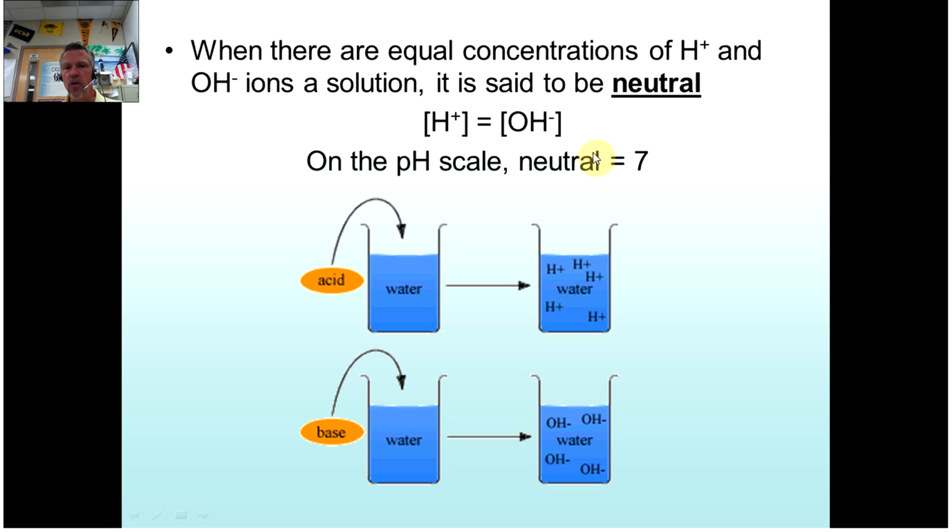All right. Neutral on the pH scale is a pH of 7. As you go down the pH scale, 6, 5, 4, 3, 2, the solution becomes more acidic. As you go up the pH scale, 8, 9, 10, 11, and so on, it becomes more basic. But if the two concentrations are equal, if the amount of H plus and the amount of OH minus are equal, then you say that solution is neutral.